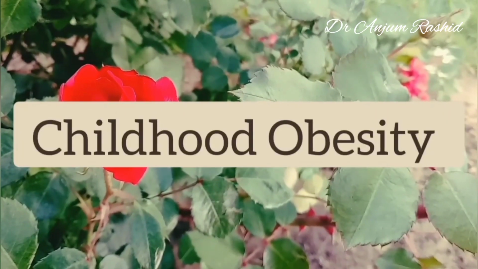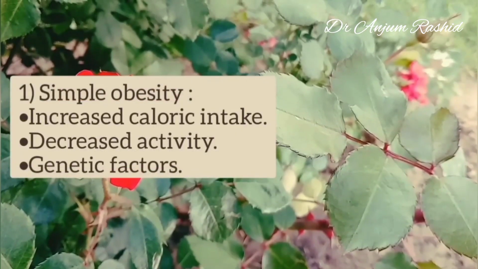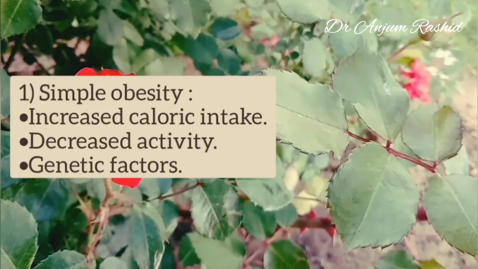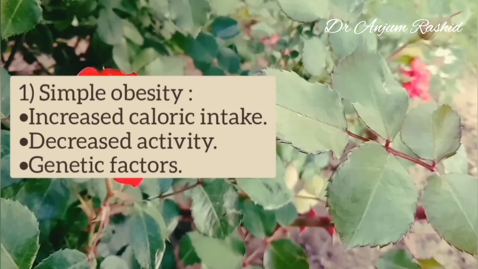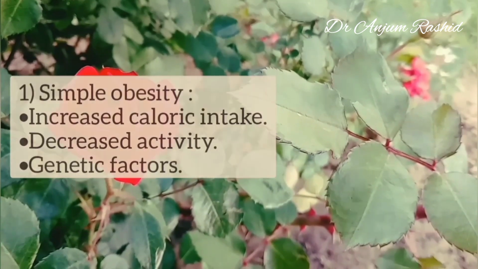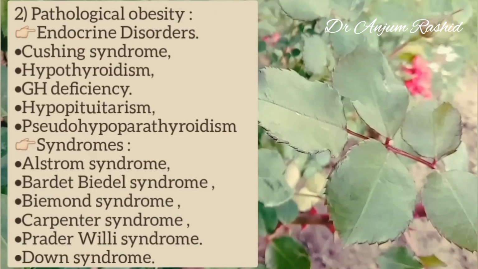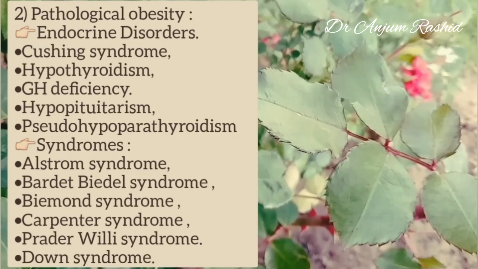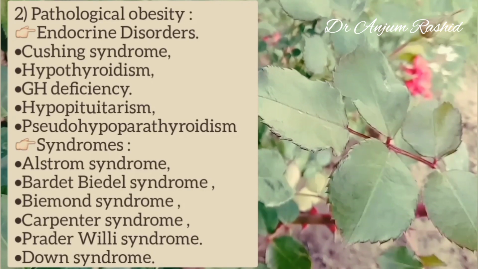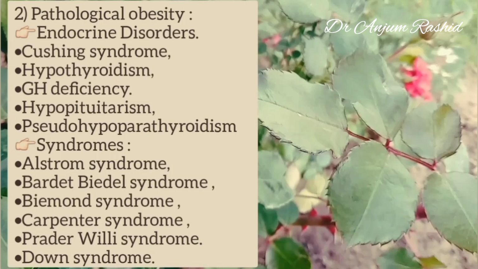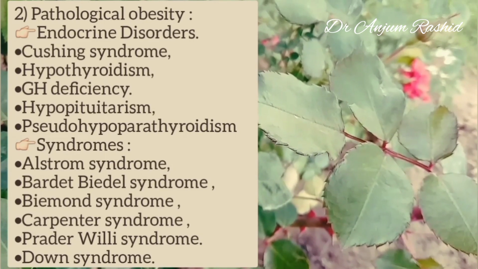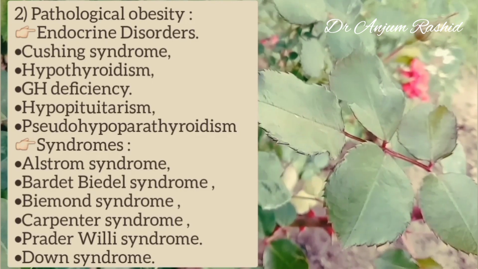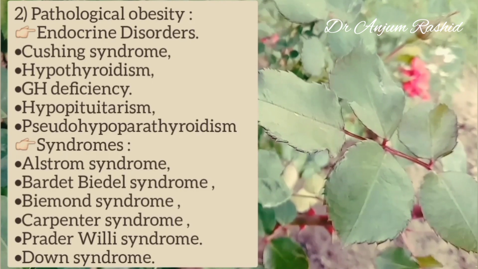This video is about childhood obesity. First is the simple obesity. It is due to increased caloric intake, decreased activity, and some genetic factors. Other is the pathological obesity, which is due to endocrine disorders or some syndromes. Endocrine disorders include Cushing's syndrome, hypothyroidism, growth hormone deficiency, hypopituitarism, and pseudo-hypoparathyroidism.